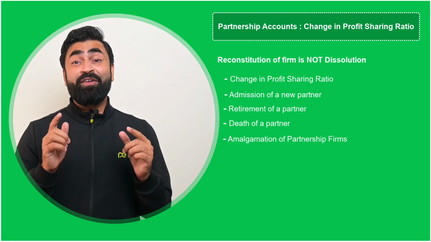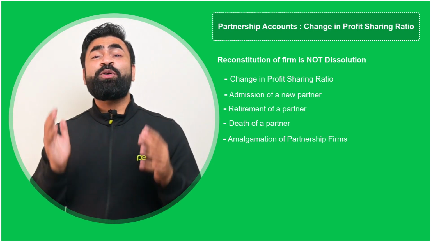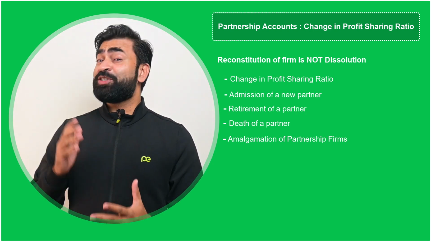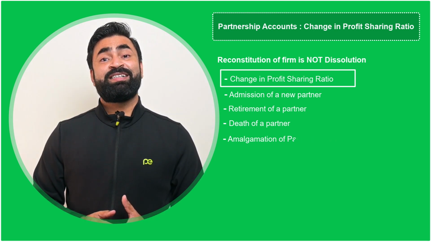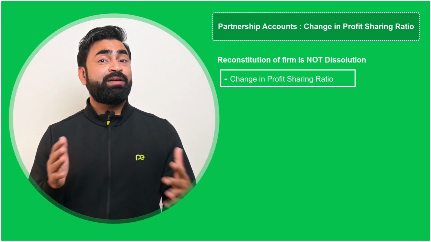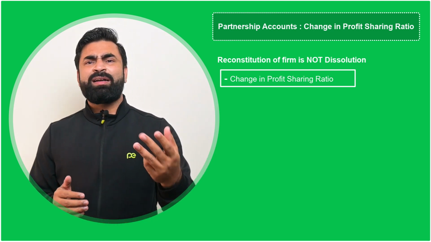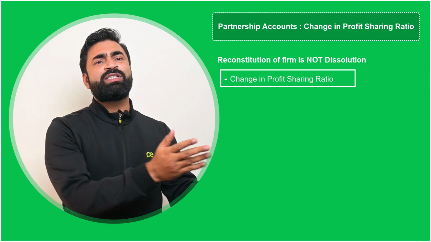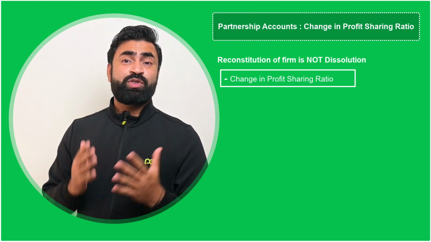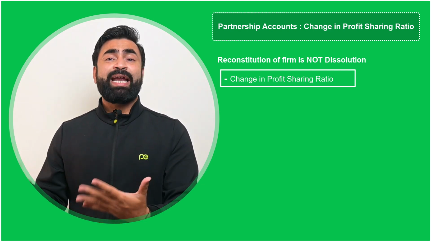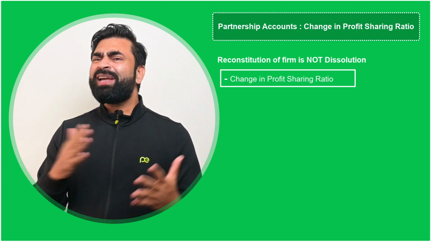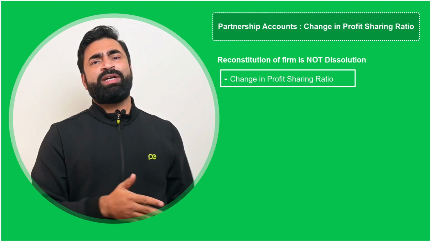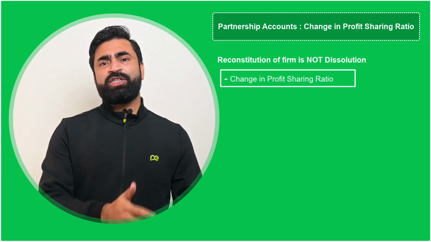In this video, our focus is going to be on reconstitution of a partnership firm due to a change in profit sharing ratio. See, when the profit sharing ratio amongst the partners changes, let's say there are three partners A, B, C, they were sharing profits in the ratio of 5:3:2, and from a particular date they want to share profits in a different ratio, which could be 1:1:1 or anything else which is different than the old ratio, right? So the profit sharing ratio has changed.